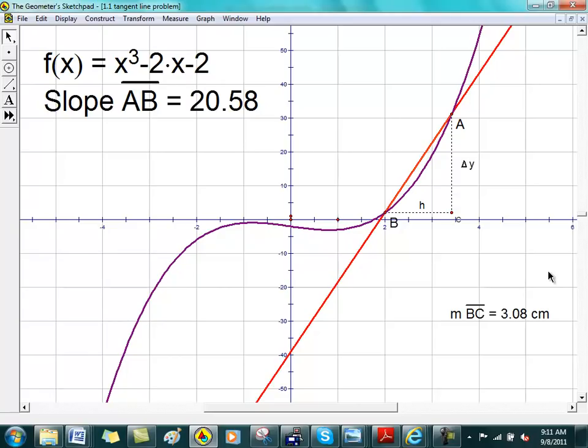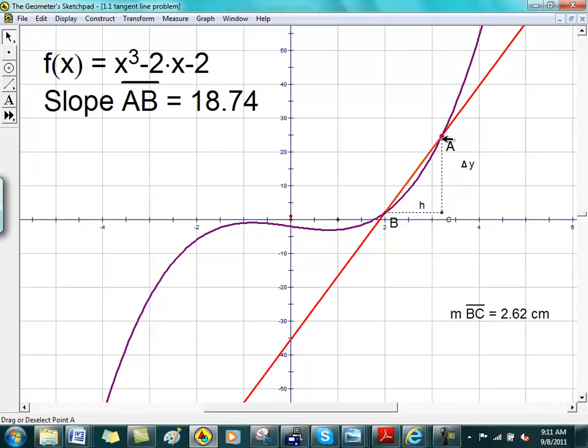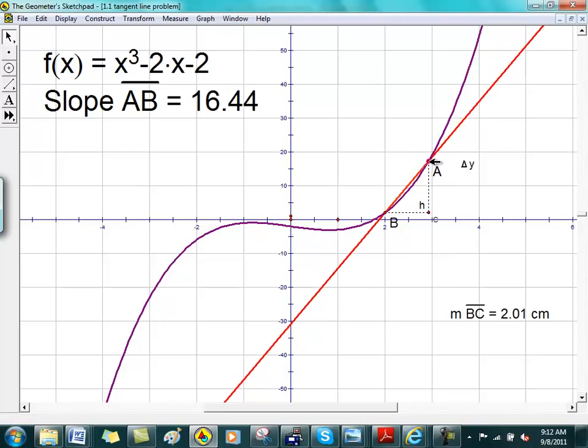Two things I want you to keep your eyes on. I'm going to move this point A. I'm going to drag it so it comes closer and closer to B. When I'm doing that, you want to keep an eye on what's happening to the red line, and what's happening to this length, which is h. You guys got your eyes open? What's happening to h? What's happening to the red line?